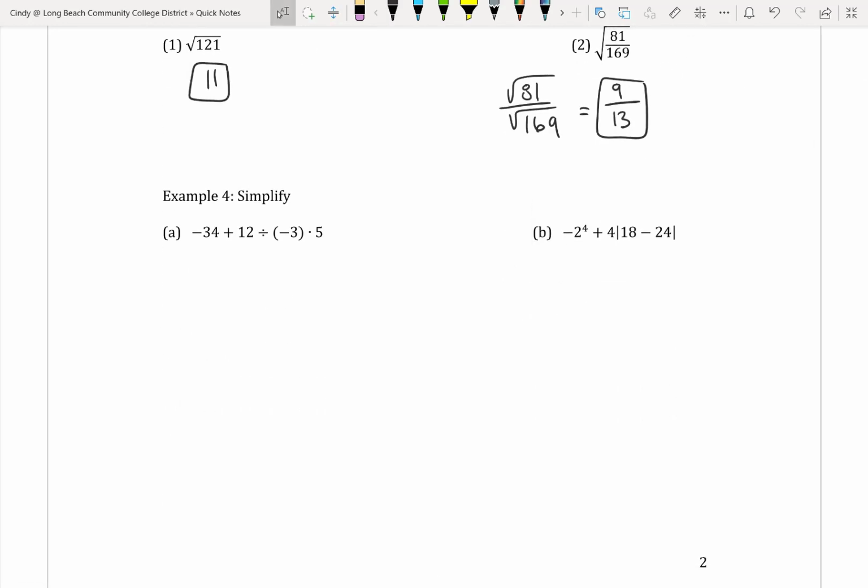Here, since we have different operations, we're going to have to pay attention to our order of operations, or better yet, our PEMDAS, if that's what you like referring to it as. So here, we really want to pay attention to what we're going to be doing first. I know that I have division and multiplication, whichever one comes first. Well, it looks like the division is going to come first. That's the first thing I'm going to do.